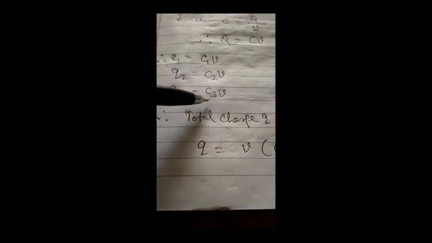As we know, C is equal to Q by V, therefore Q is equal to CV. Now the charges Q1 will be equal to C1V, Q2 will be equal to C2V, and Q3 will be equal to C3V. Therefore the total charge Q will be equal to C1V plus C2V plus C3V, and V is taken common, so Q will be equal to V times (C1 plus C2 plus C3).